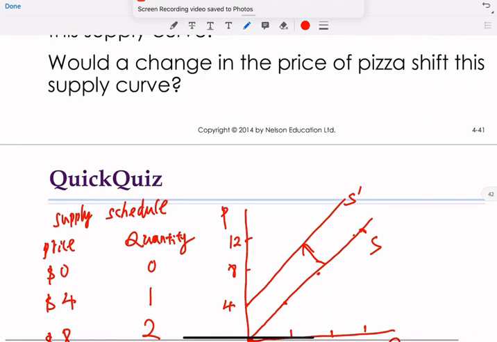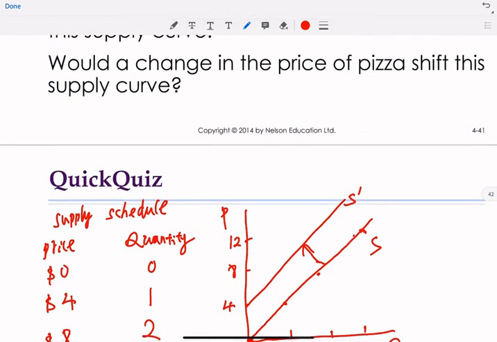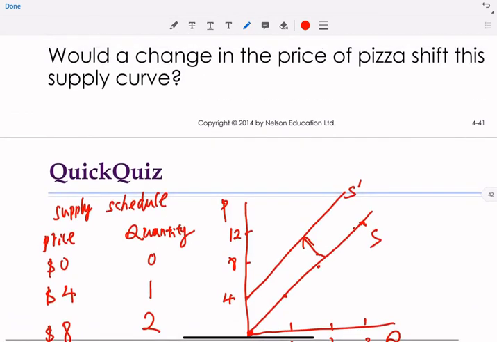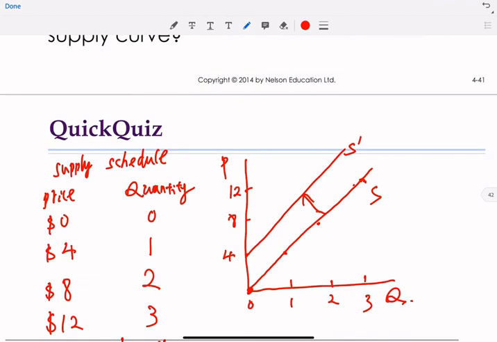Now, would a change in the price of a pizza shift this supply curve? Well, we're talking about a change in the price of pizza, right? If the price of pizza changes, we should move along the supply curve. Let's say if the price of pizza increases, then we should move along this supply curve, right?